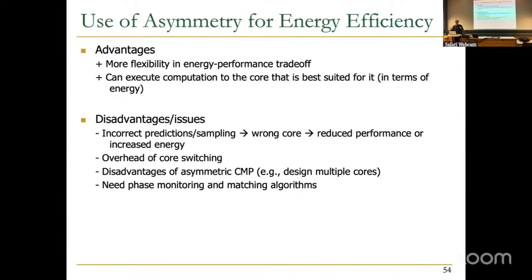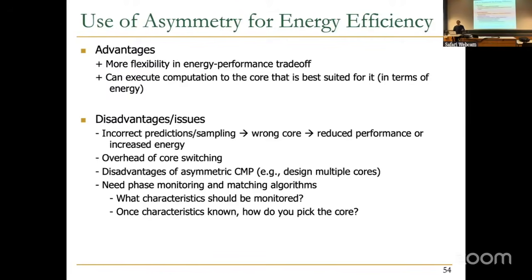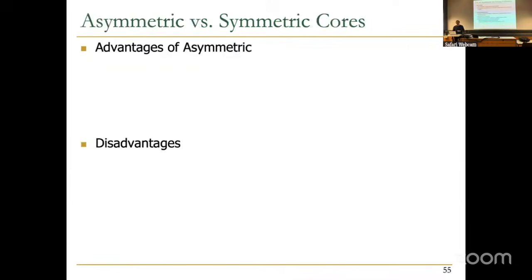But you could also do this phase-driven configurability at smaller granularities. This is my phase, and I think in this phase, this prefetcher configuration will work nicely. You don't have to migrate things to a large core, right? So there's a lot of benefit to doing good phase prediction. So what characteristics should be monitored is important. Once characteristics are known, how do you pick the core in this particular case? Okay, any questions? Yes.